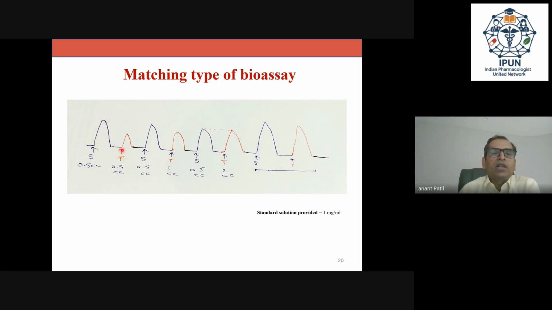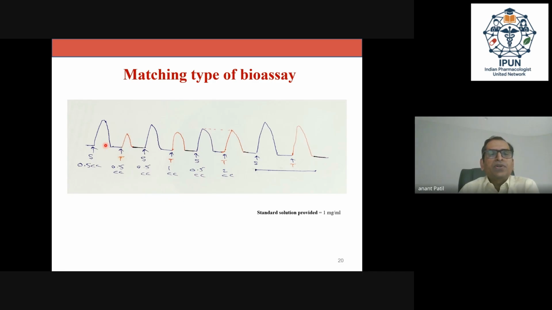Now she has given me the test solution, but I do not know the potency of the test. I will take only in cc, because if she has given me 5 ml, I can take 0.5 ml from it. And now I put that 0.5 ml in contact with the tissue. In between the standard and test, I have to give some rest to the tissue, otherwise there could be down regulation of the receptors. So once I give some rest, then I put the test.